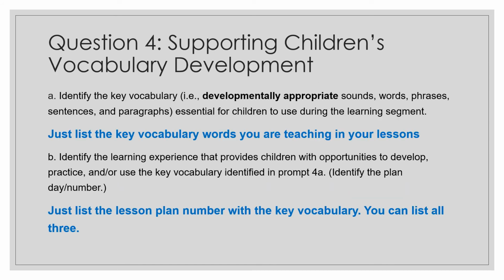Okay, let's move on to question 4, supporting children's vocabulary development. This question is easy. Question 4A, you just list the key vocabulary words you are teaching in your lesson. So when they say identify the key vocabulary, that's all you need to do. You don't need any other description. And then in 4B, identify the learning experiences that provide children with opportunities to develop, practice, and use the key vocabulary. Just list the lesson plan number that uses the key vocabulary. Most of you will be listing all 3 lessons.